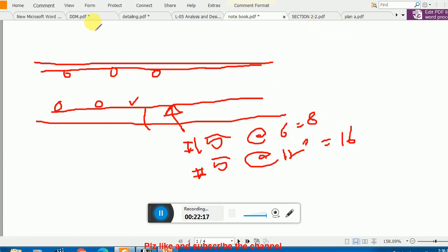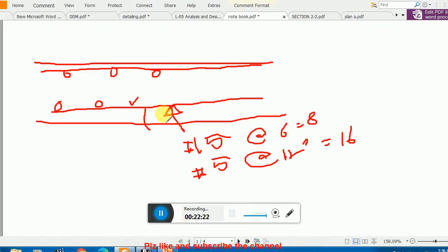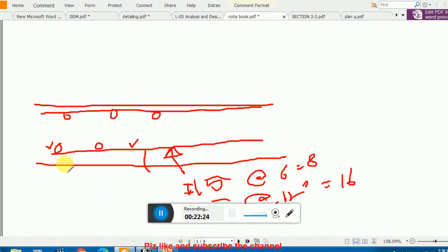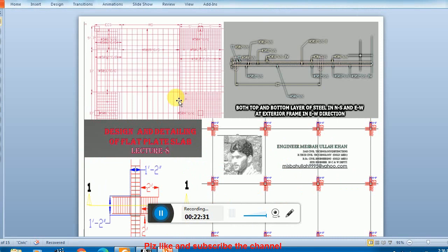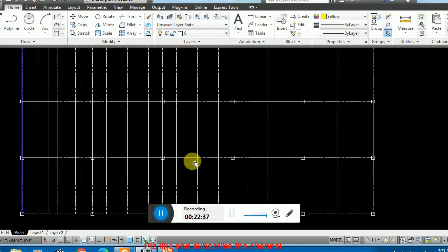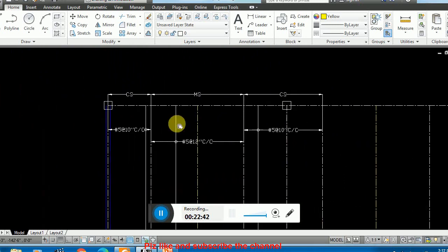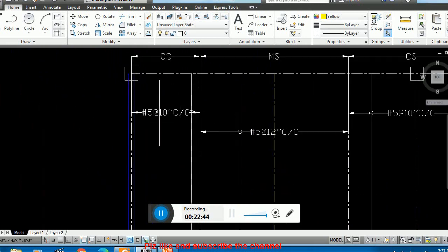Okay, now the next thing is in the north south direction, and we have to calculate now these bars which are placed over the bottom layer. Okay, this is the top layer over the bottom layer. Now let me show you the rest of the bars placing. Here you have the north south direction frames, and in the first exterior frame the bars which I am placing here are number 5 at the rate of 10 inch center to center.